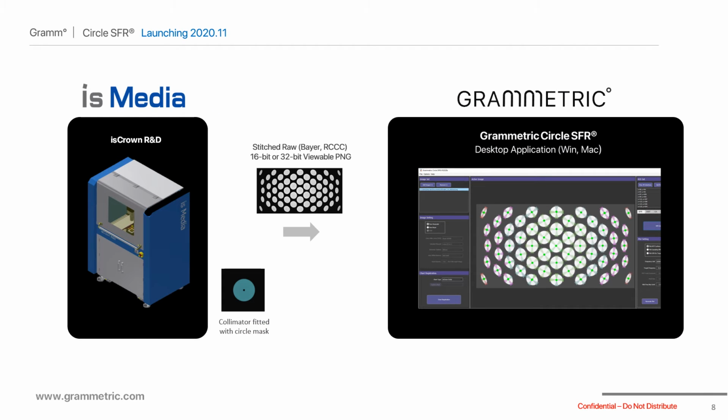Grammetric Circle SFR can be used with collimator-based SFR target projection. Collimator setup does not require a rotation of the test chart that is commonly required with slanted edge-based targets. The circular target also allows near 100% utilization of the collimator aperture, since any lens distortion along the radial axis does not alter the shape of the projected circle.